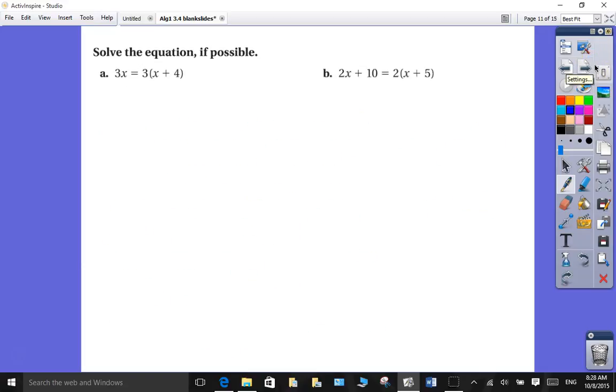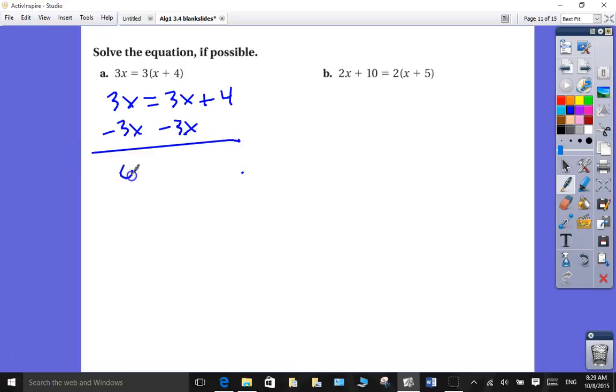Okay, now look and see what happens with these two. These are different, right? On the right, I have to distribute: 3x equals 3x plus 4. I've got 3x on both sides, which means if I subtract 3x, I get 0 equals 4.